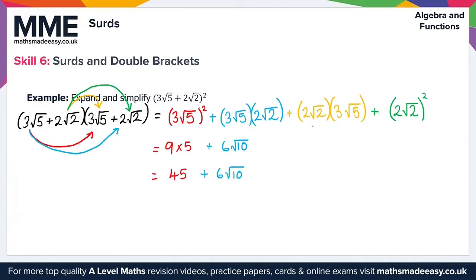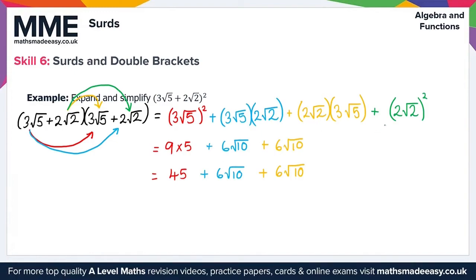And here, if we notice, this part in orange is just the same as this, just a different order, which doesn't matter because we're multiplying. So in that case, what I get then is another 6 lots of root 10. I also get plus 6 root 10, and same here, plus 6 root 10.